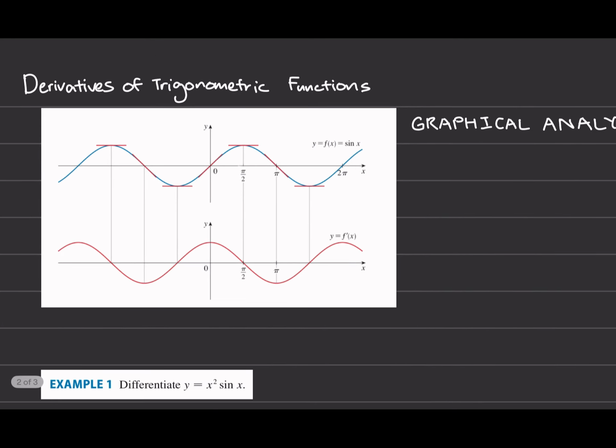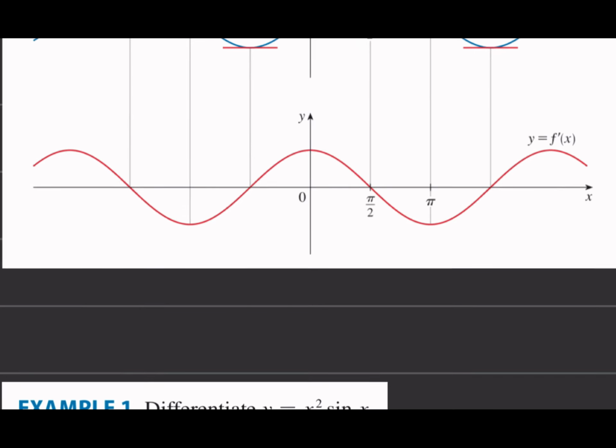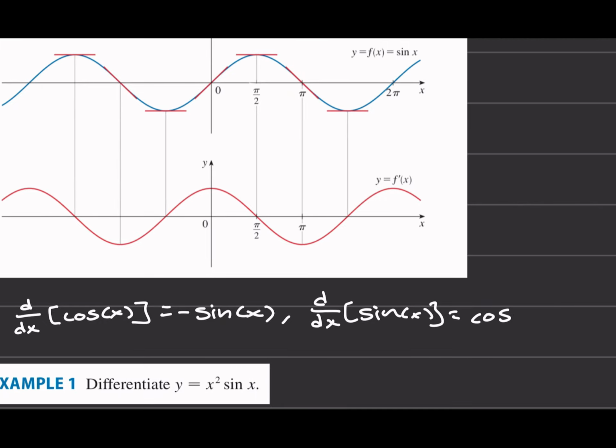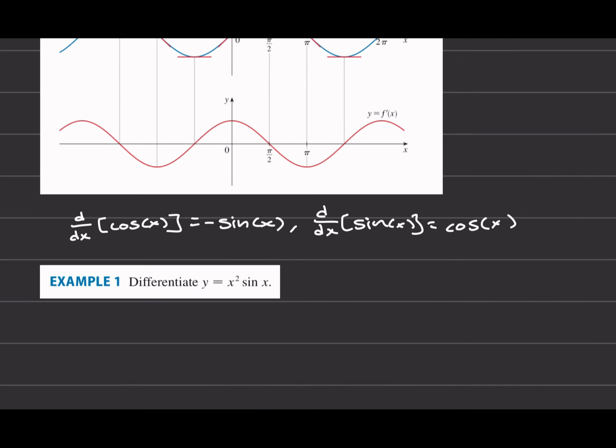Now, you could do the same thing for cosine, and what you'll find is that the derivative of cosine is equal to negative sine of x. And also, I just wanted to write, the derivative of sine of x is just cosine of x. We just found that up here. Now, we're going to use that to solve this question.